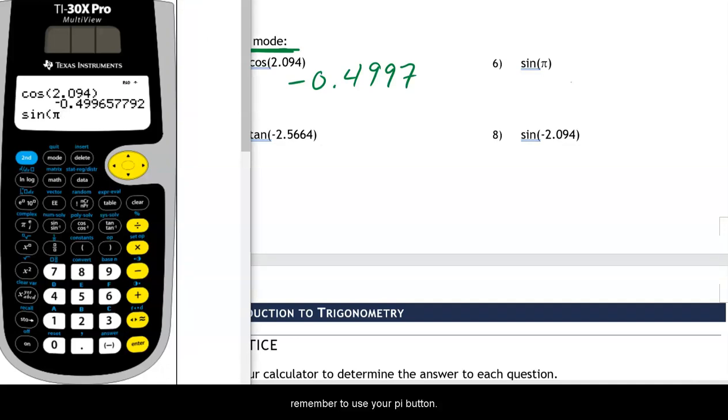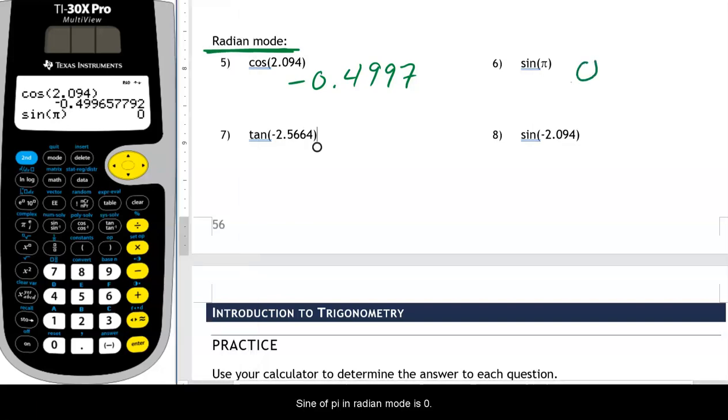Number 6, sine. Remember to use your pi button. Do not type in 3.14. Use your pi button. Enter. The sine of pi in radian mode is 0.